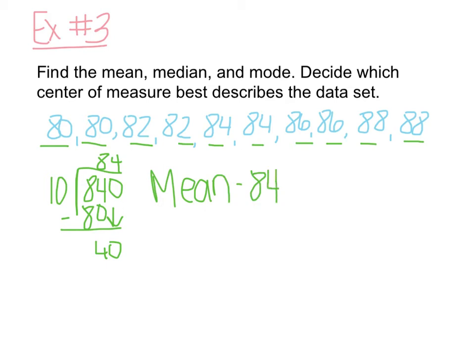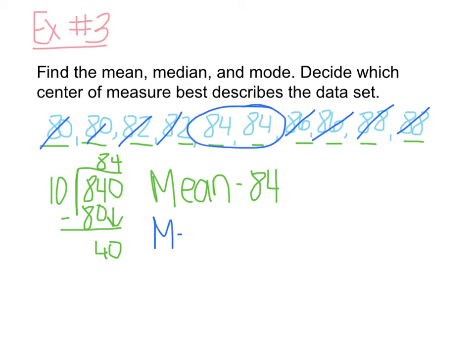Our median is the number in the middle. Luckily, they've already ordered them least to greatest. So we just start crossing them off. And since we have two 84s in the middle, that is our median.